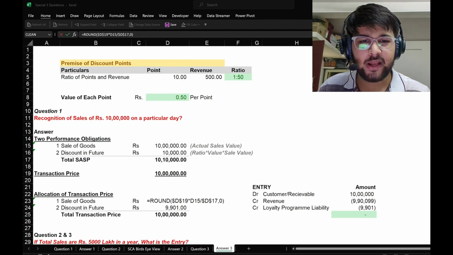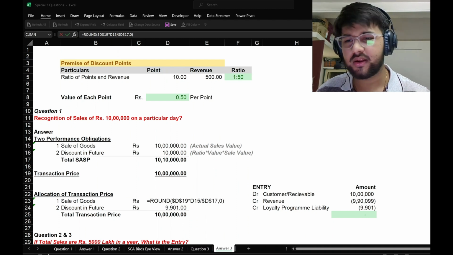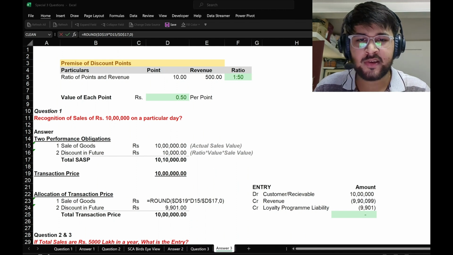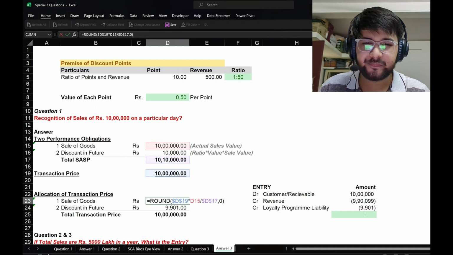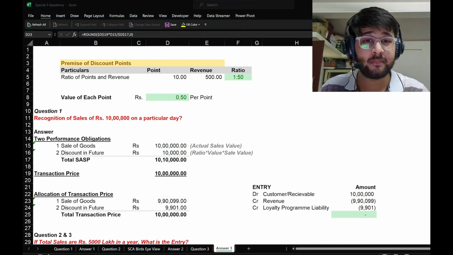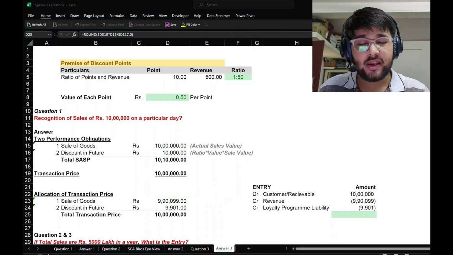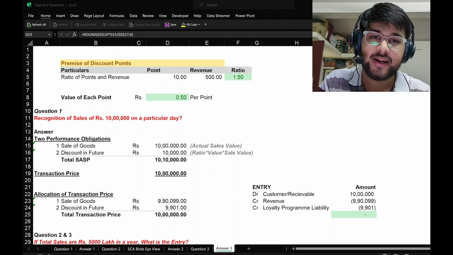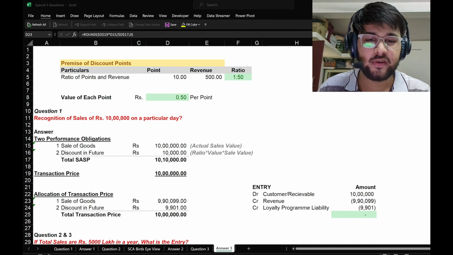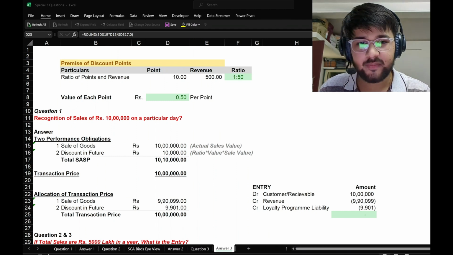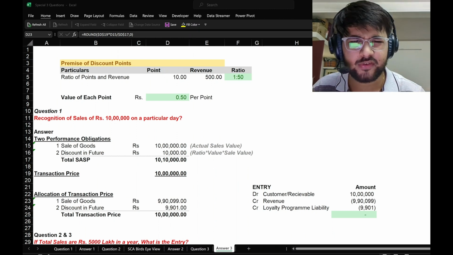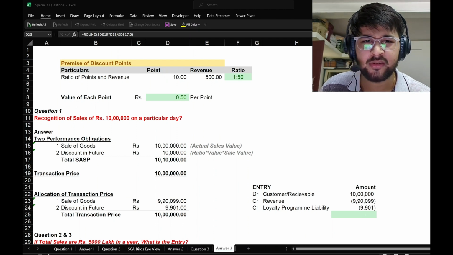And the accounting entry would be like this. This is fairly simple. This is the usual way in which two or multiple performance obligations are allocated the transaction price, and recognition of revenue as well. Because the revenue is recognized at the point of sale, and the discount revenue, that is the discount in future, is a performance obligation that would be recognized in the future when either the customer takes the benefit or lapses the option. So we would be recognizing a liability on this date. That is as follows: loyalty program liability, which is of course a loyalty program. We can give any name to this, doesn't matter.